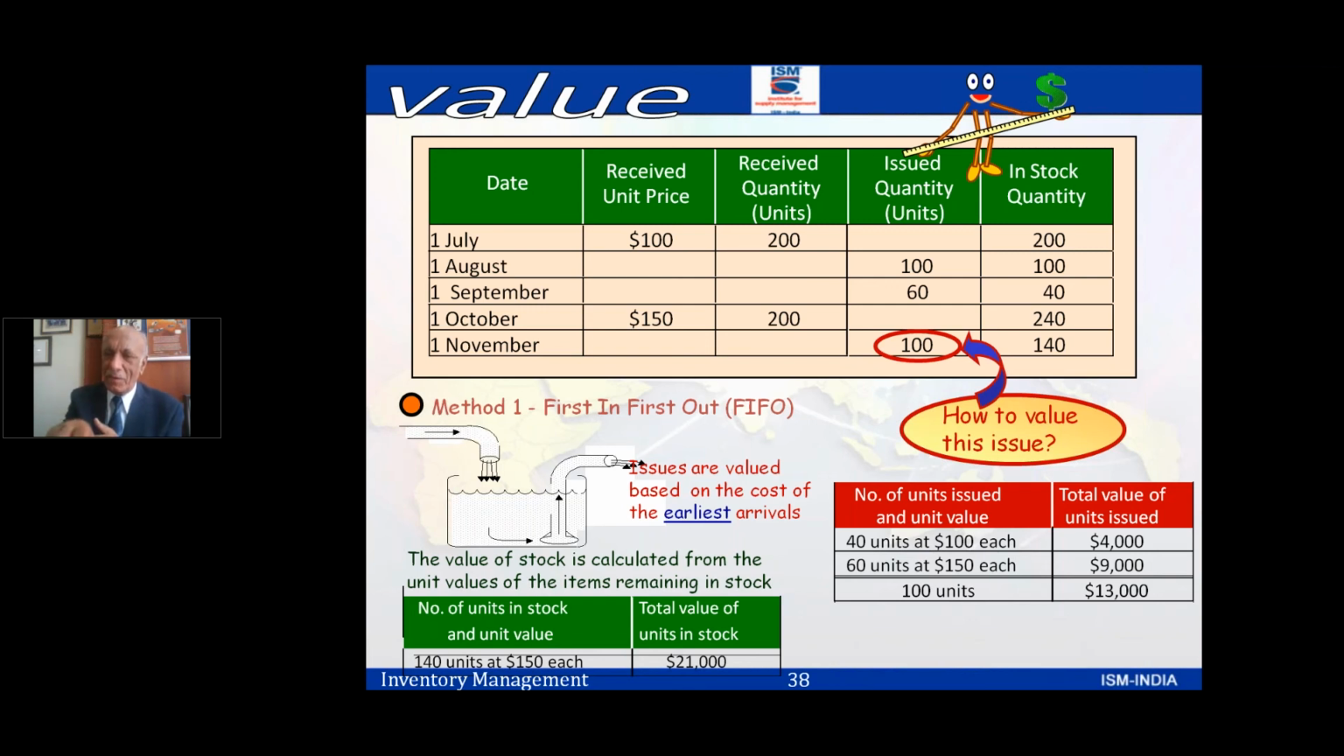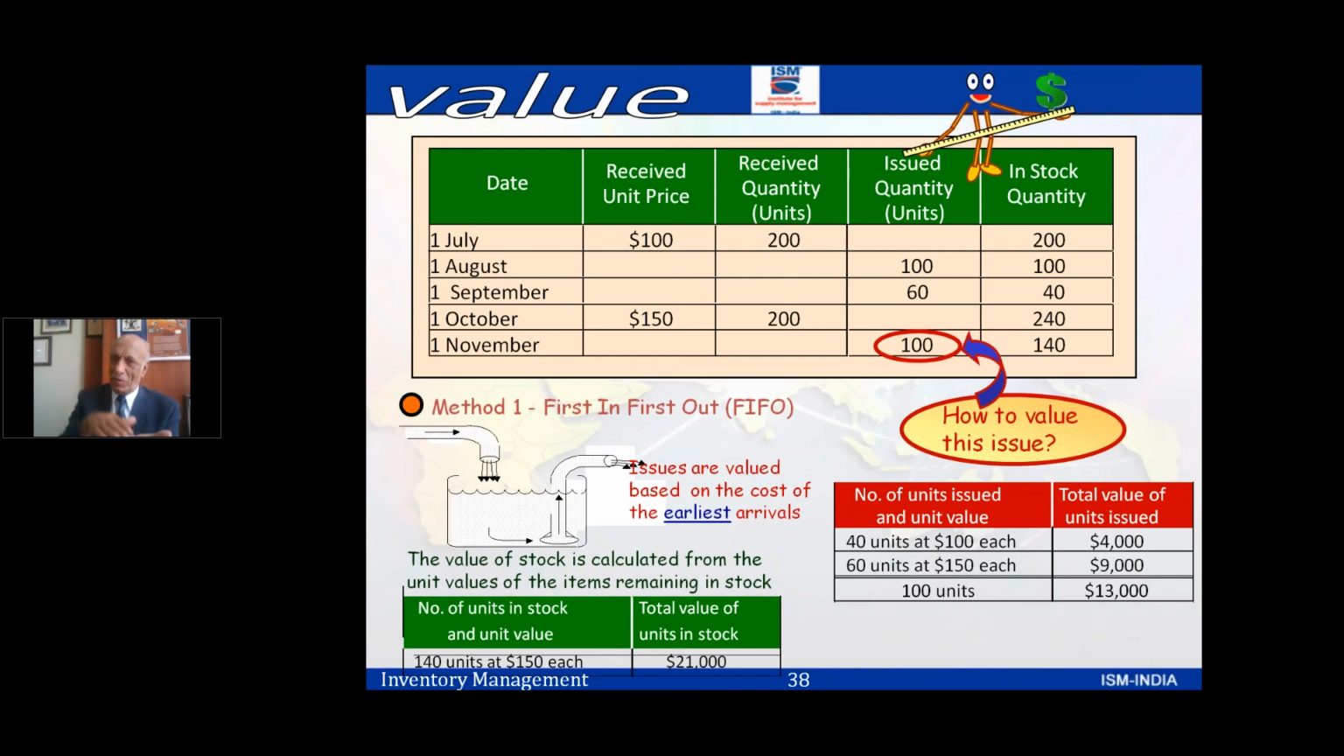So the 40 pieces of this are coming from the back end, so those are at $100. Only the next one which I look at, 60 pieces, will be at $150. So that means the inventory figure you should have is 13,000. So this is how we look at FIFO.